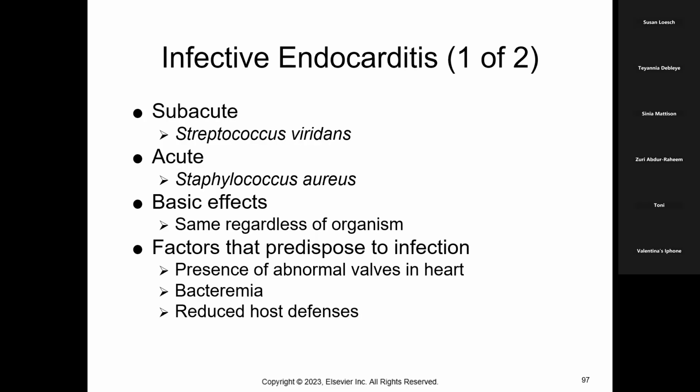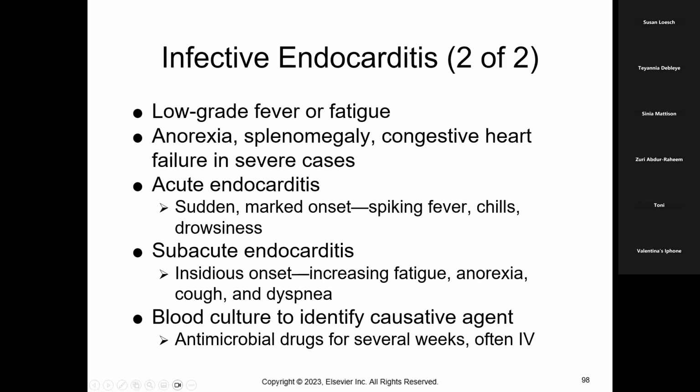But things that put them more at risk, okay, are having an immunocompromised system, having abnormal heart valves, or already having that bacteremia infection. So usually with subacute, it's going to be a slower onset, low-grade fever, fatigue. They'll have anorexia, splenomegaly, and something called Osler's nodes, which are these red, painful nodules around the joints in their fingers.